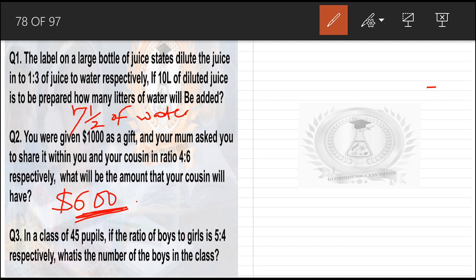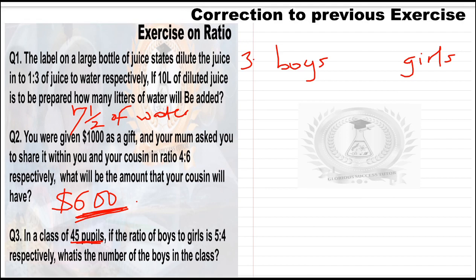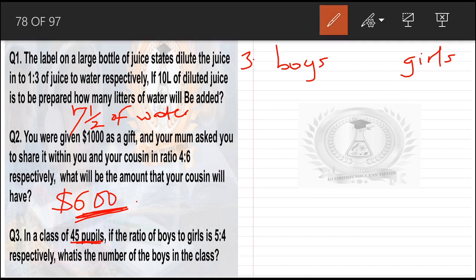Right? Good. Now, question number 3 says, in a class of 45 pupils, let's say in a school now, we have the class of 45 pupils, the ratio of boys to girls. Now always write it out first. Can you see what I'm doing now? Question number 3. Boys to girls is 5:4 respectively. What is the number of the boys in the class?